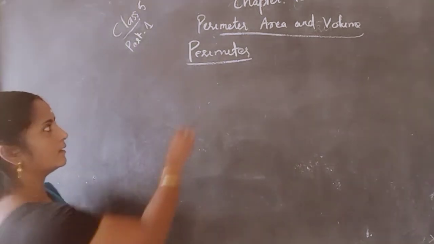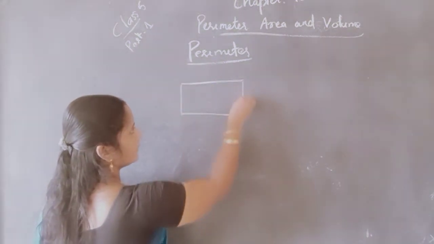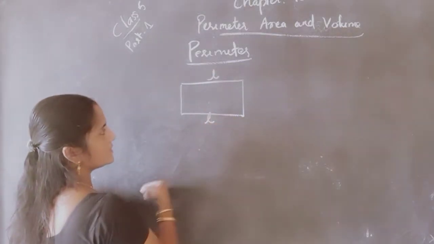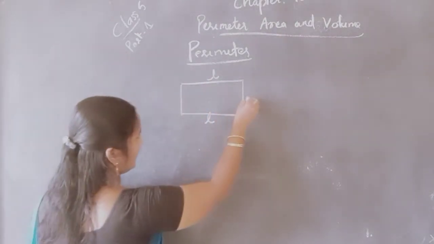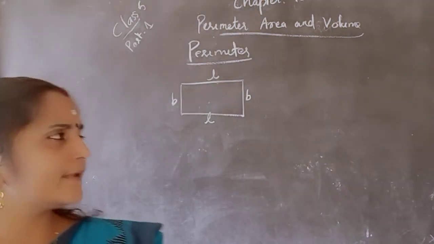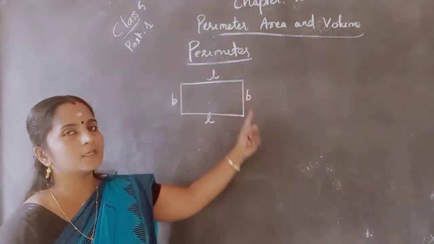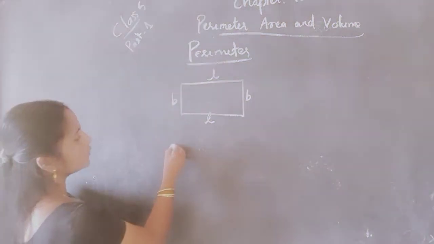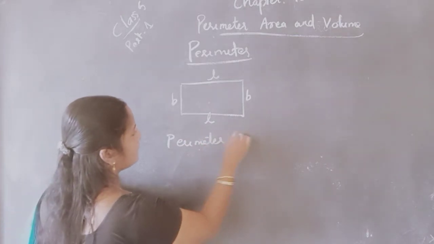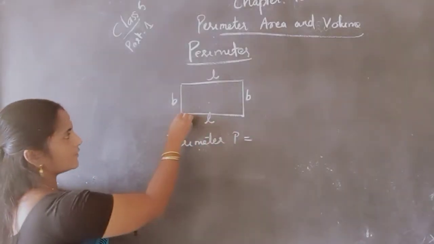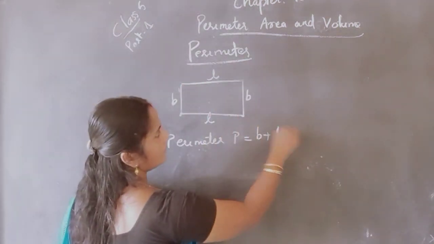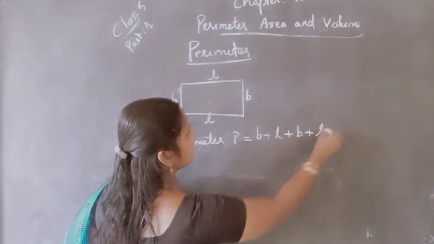Okay, this is the picture of a rectangle. You know, rectangle means we have two equal sides. These two are denoted as length and these two are denoted as breadth. Okay, and here to find out the perimeter of this rectangle, what do we do? Perimeter is denoted by P. Perimeter P is equal to, here I start from this point, B plus L plus B plus L.